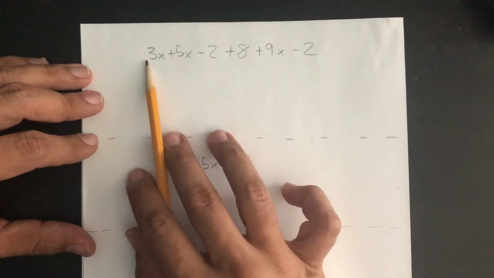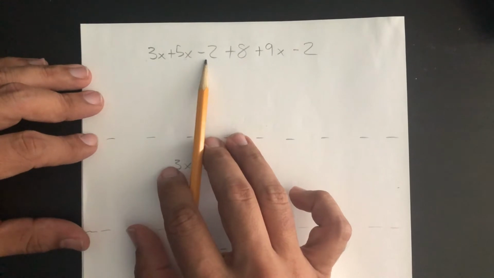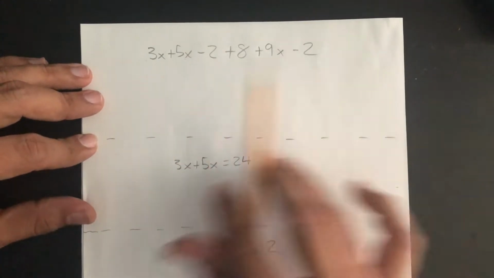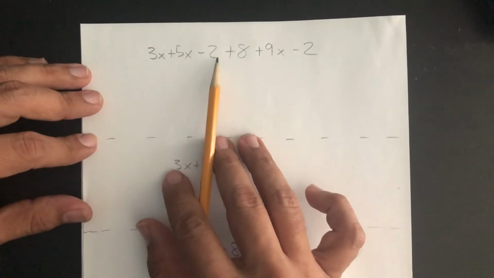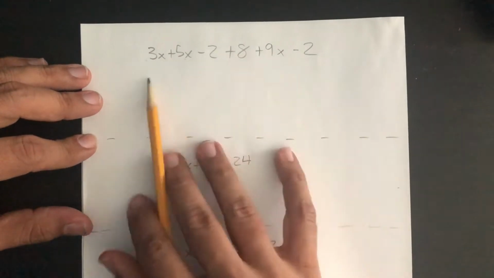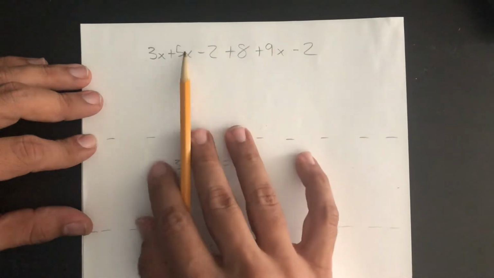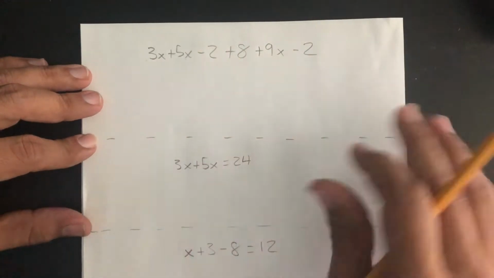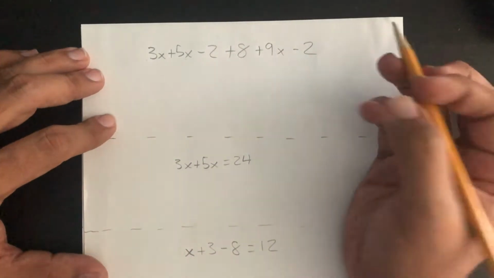I don't want you to wonder, can I add a 3x and a 5x? Yes, you can, okay? But you can't add a 5x with a minus 2. That's not allowed, okay? You cannot add or subtract anything unless it has the exact same variable. Now, let's get to that point.